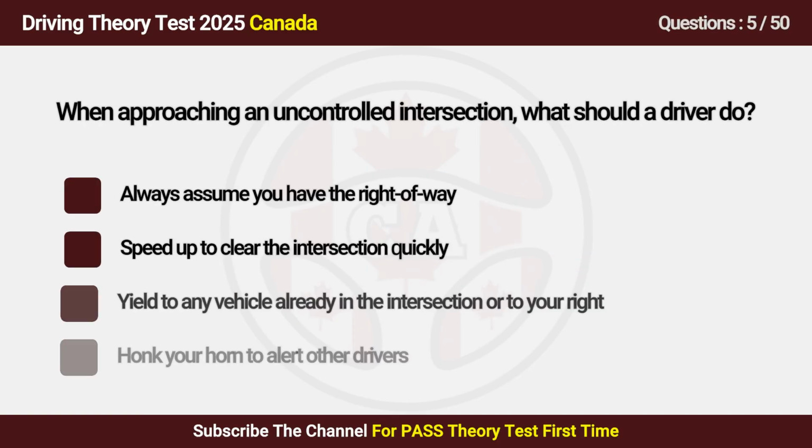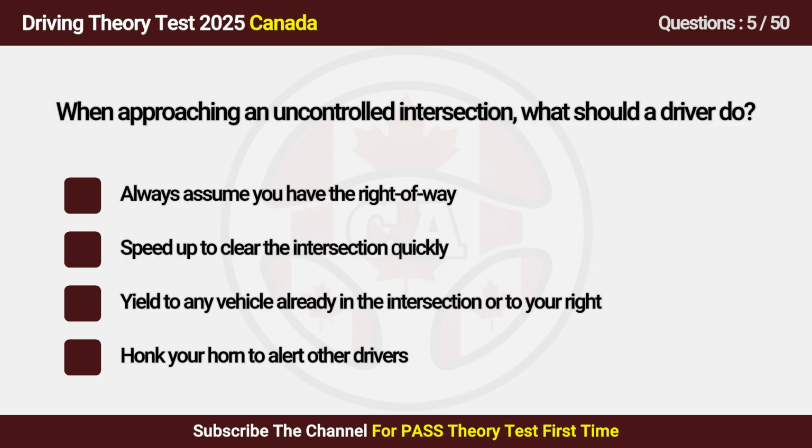Question 5. When approaching an uncontrolled intersection, what should a driver do? A. Always assume you have the right of way. B. Speed up to clear the intersection quickly. C. Yield to any vehicle already in the intersection or to your right. D. Honk your horn to alert other drivers.